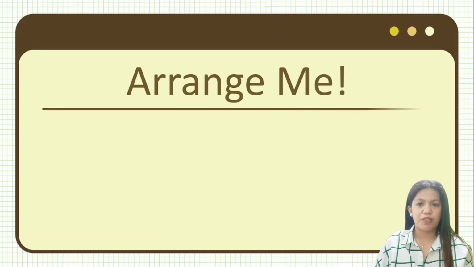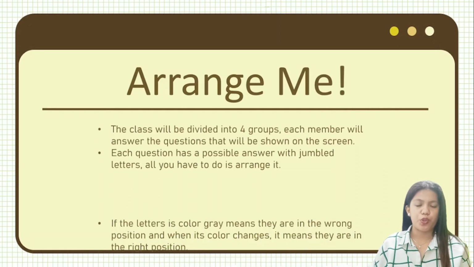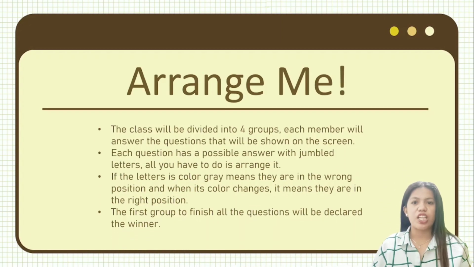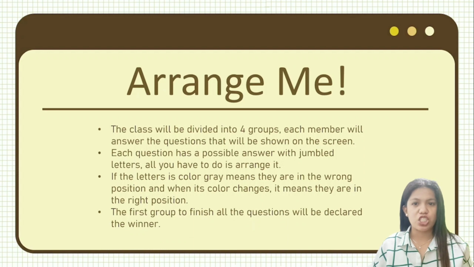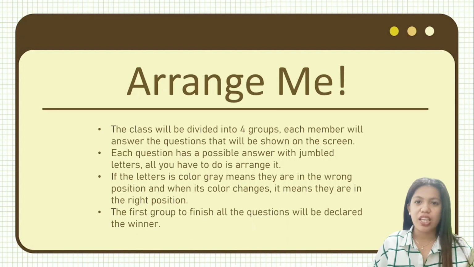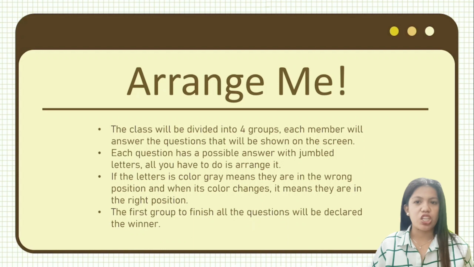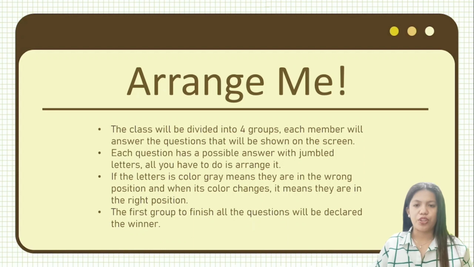So for our activity, the class will be divided into 4 groups. Each member will answer the question that will be shown on the screen. Each question has a possible answer with the jumbled letters. All you have to do is to arrange it. If the letter is color gray, it means they are in the wrong position, and when its color changes, it means they are in the right position. The first group to finish all the questions will be declared the winner.